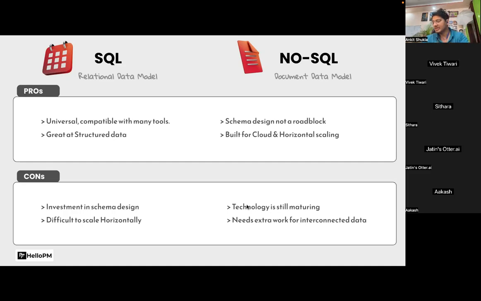And then the last part is you need extra work for interconnected data. For example, in SQL, all the data is interconnected. There is one table, and a similar table in the database. You can connect them very simply with the help of joins. But this is not so possible in NoSQL databases because they are made to scale horizontally.